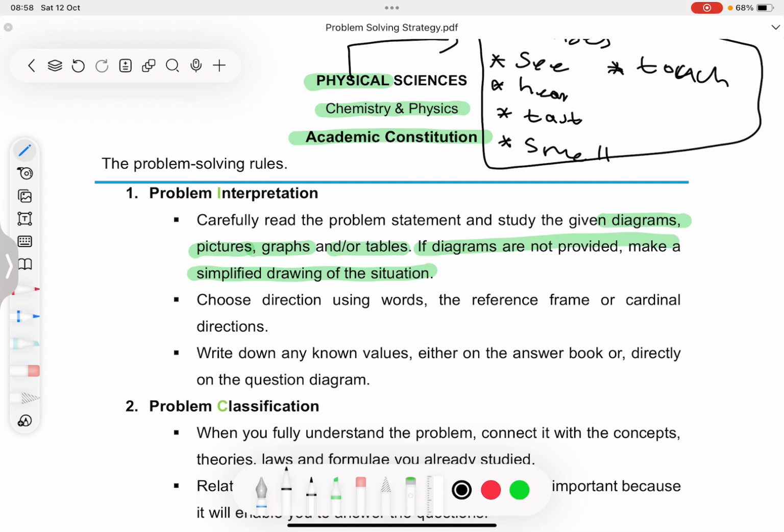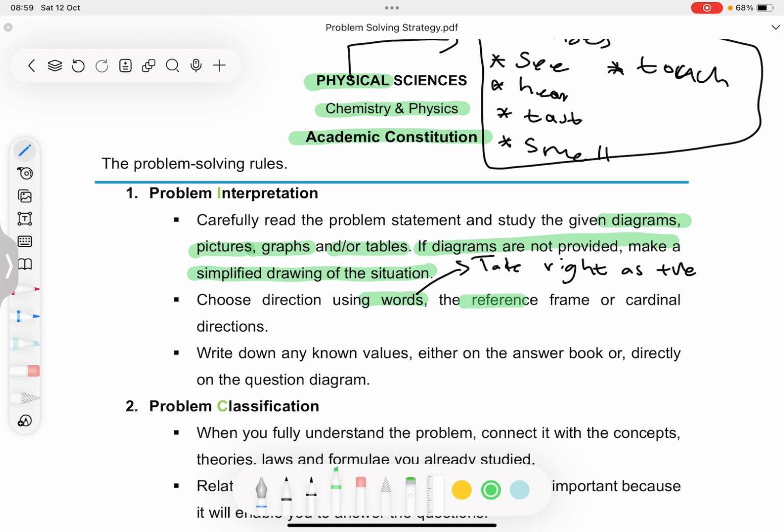After doing that, you then choose direction. The way you choose direction, you can use words. When you use words, you can say maybe take right as positive, or you can write something like choose down as negative. It's your choice in terms of how you choose direction. We'll talk about that specifically when we do questions. I'm just breaking down what you need to do when you solve a problem.